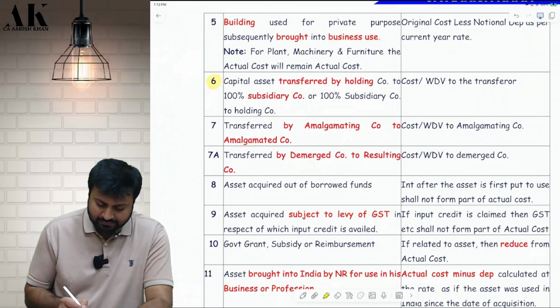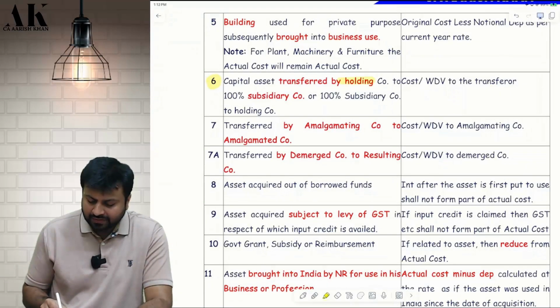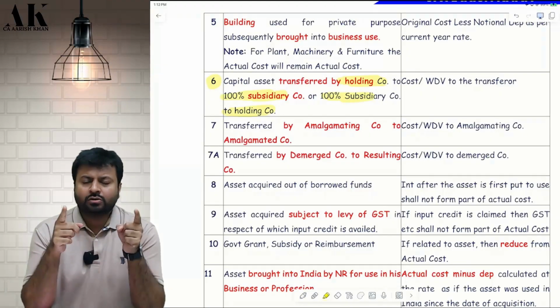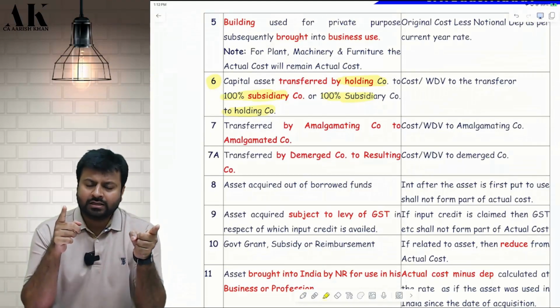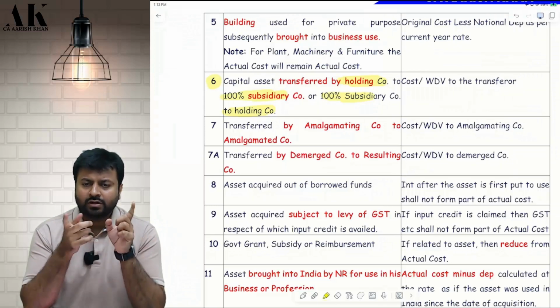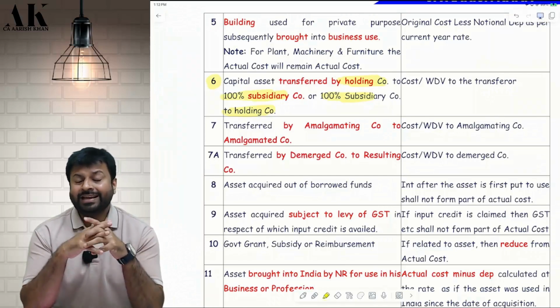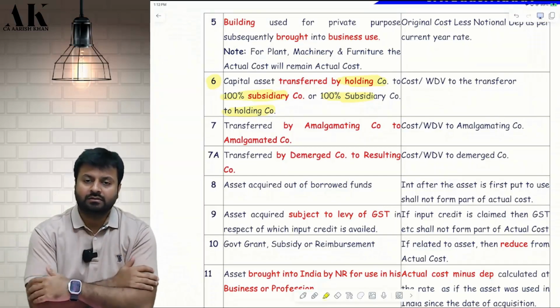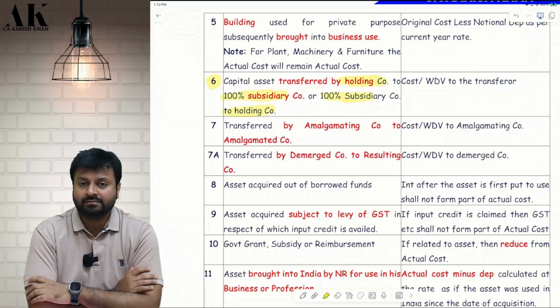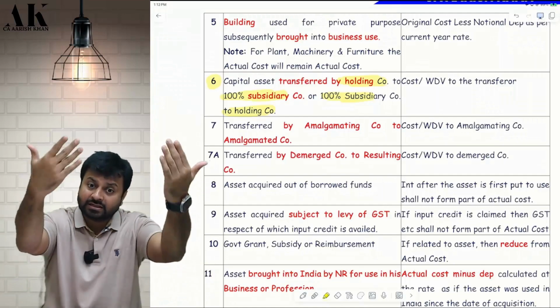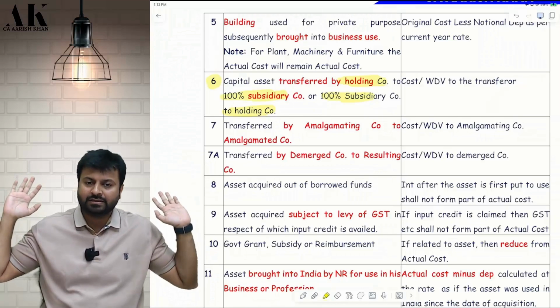Explanation 6. Capital asset transferred by holding company to 100% subsidiary company or 100% subsidiary company to holding company. So if there are two companies, one is 100% holding, another is subsidiary. If they transfer assets to each other, then what will be the actual cost in the hands of the recipient, in the hands of the company who receives? It is nothing but whatever is the cost or WDV in the hands of the transferor. It is as simple as that.